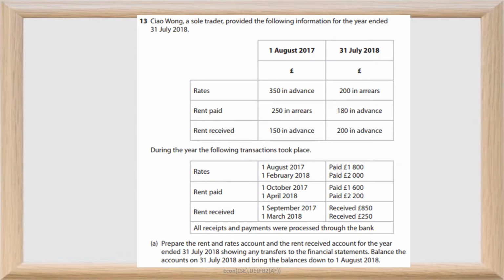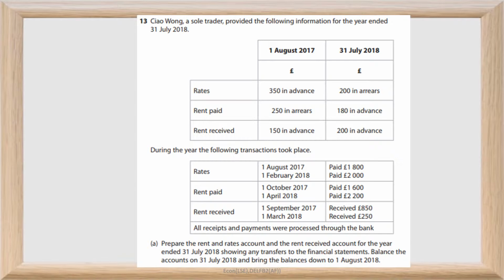This question is about a scenario where a sole trader, Kia Wong, provided information on the rates, rent paid and rent received. The information of balances at the beginning of the year, end of the year, and receipts and payments during the year are given. You have to prepare the rent and rates account and rent received account.